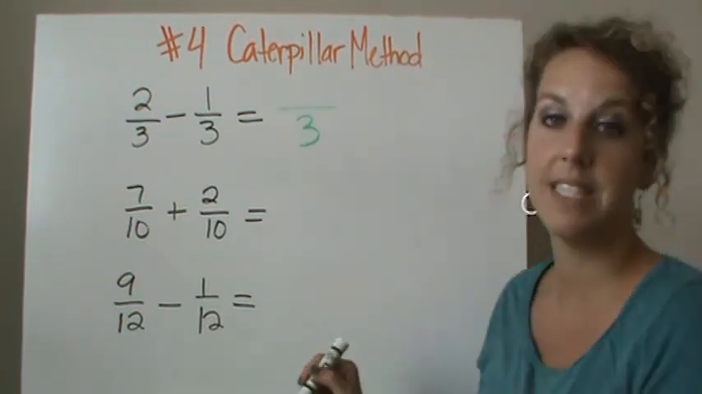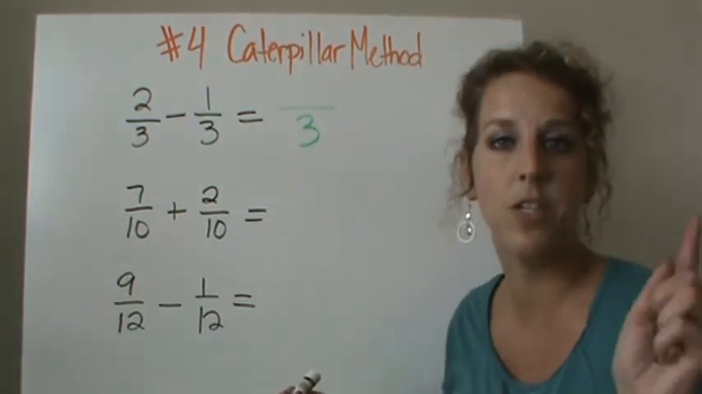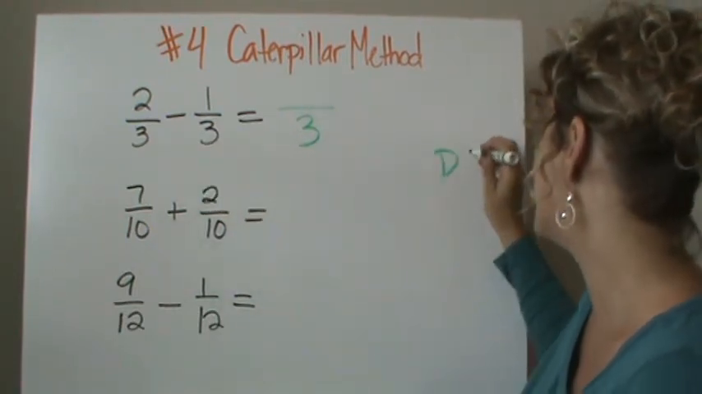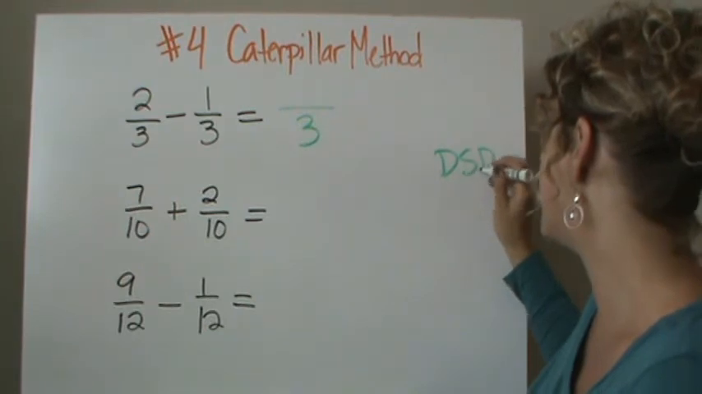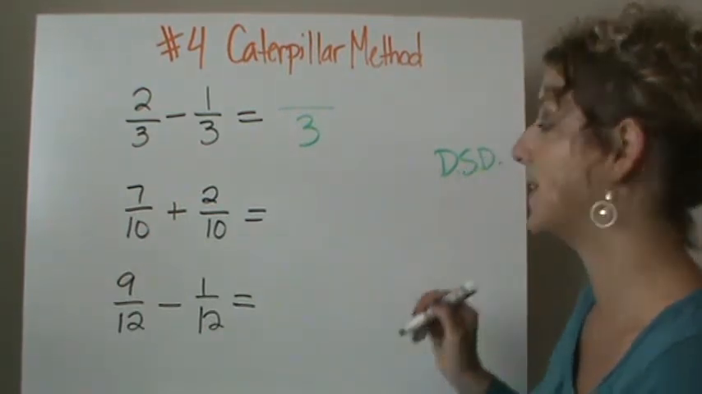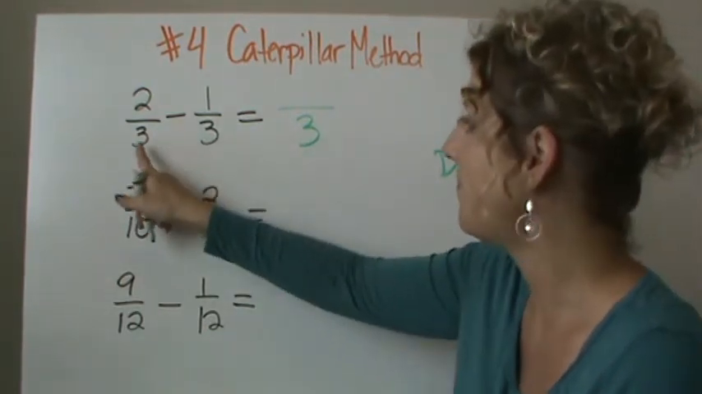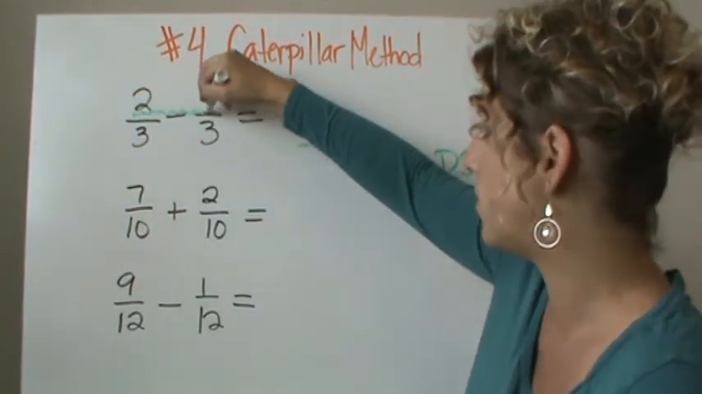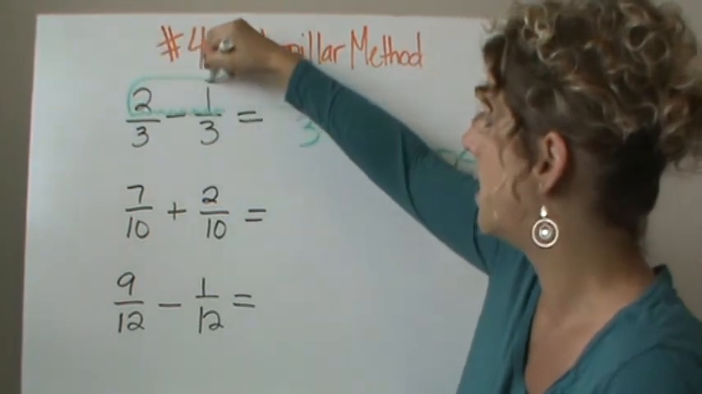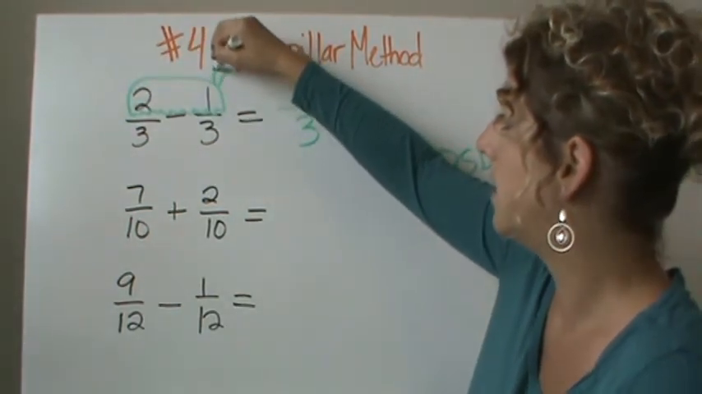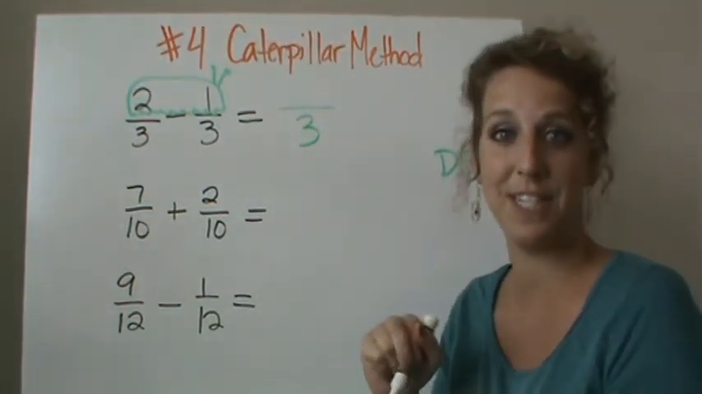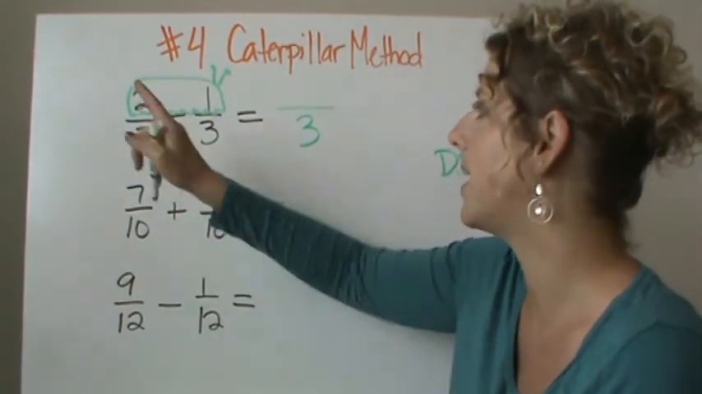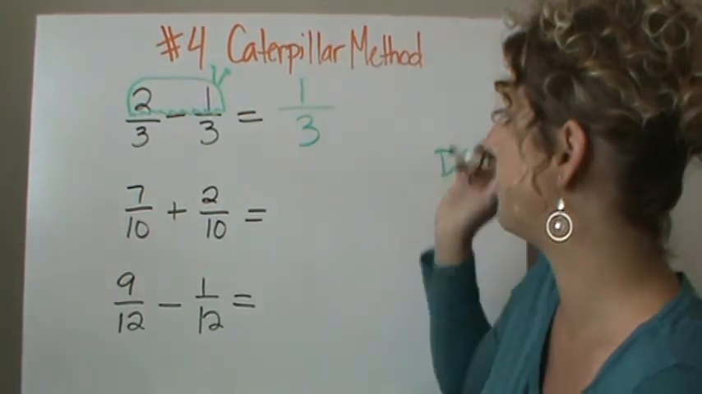We're going to keep it the same because Dad, don't add denominators, or don't subtract. You could say DSD, don't subtract denominators. Either way. So now you have your caterpillar. All you have to do is draw his little legs, his body, and there you go. You got a precious little caterpillar, and it shows you to subtract only the numerators. 2 minus 1 is 1.